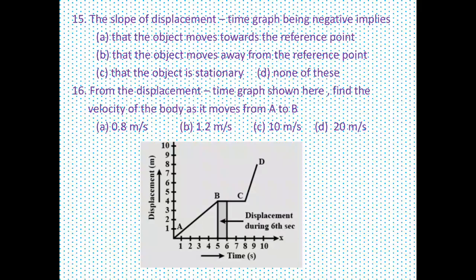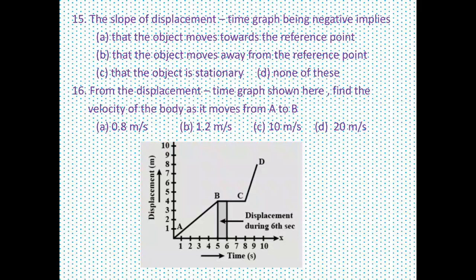In question number 15, the slope of displacement time graph being negative implies number A, that the object moves towards the reference point, number B, that the object moves away from the reference point, number C, that the object is stationary, number D, none of these. Negative slope of displacement time graph indicates negative velocity. Velocity is measured negative when a body moves towards the reference point. So the correct answer will be A, that the object moves towards the reference point.